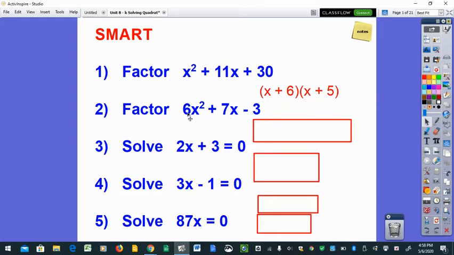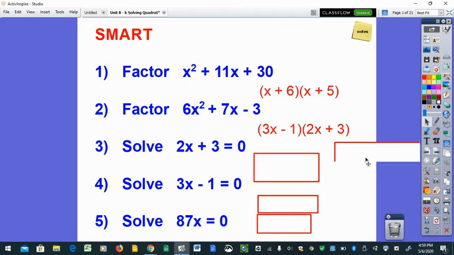Oh, the next one's tough. The 6 has got choices out front. It could be the 1 and the 6 or the 2 and the 3. The good news is back here we only have the 1 and 3 combination because 3 is prime. Did you get it? It is the 3 and the 2 combination.